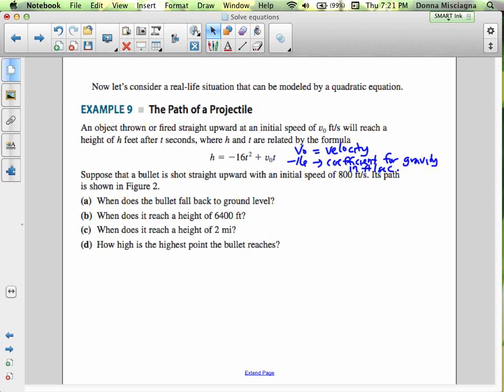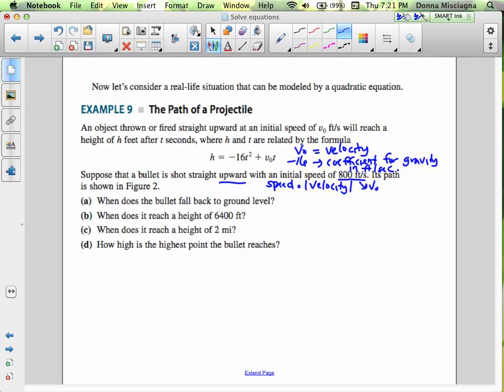Suppose that a bullet is shot straight upward with initial speed of 800 feet per second. Now velocity and speed aren't exactly the same thing. Speed is the absolute value of velocity. But in this case, because it's upward, it will be positive, and the speed and the velocity are exactly the same. So just a little note. Speed is the absolute value of velocity. But since it's 800 feet, it's a positive value because it's going to be upward. So in this case, speed and velocity will be interchangeable. All right, so that right there is our v naught.